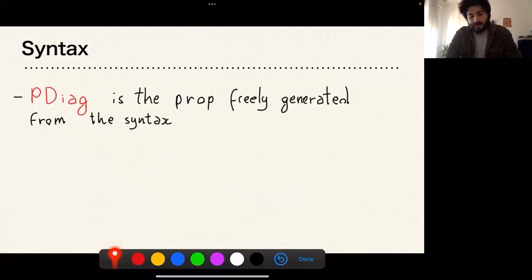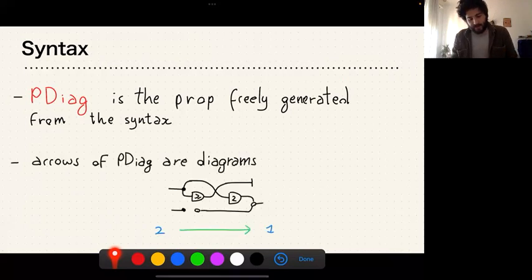As I told you before, we need a category to represent the syntax. This category is PDiag, and is the prop freely generated from the syntax. This basically means that the arrows of PDiag are diagrams, and here, for example, we have a diagram which has 2 wires on the left and 1 wire on the right, and this basically corresponds to an arrow from 2 to 1 in PDiag.